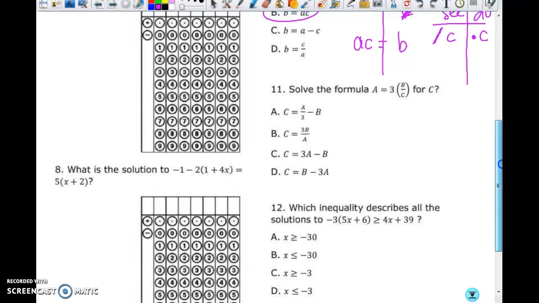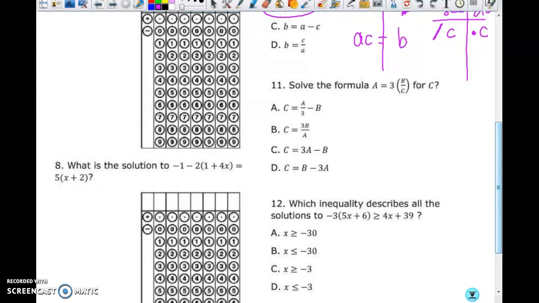Now 11 is a little tricky. It might confuse you. So we're going to do this one completely different. Okay, and there's a reason for that. So A is equal to 3 times B over C. Alright, this is a first. I can't really do it the same way here. It's a little confusing, because all I know is the C is the divisor. The C is at the bottom. Right? So to get rid of the top, we don't really know how to do that, right?